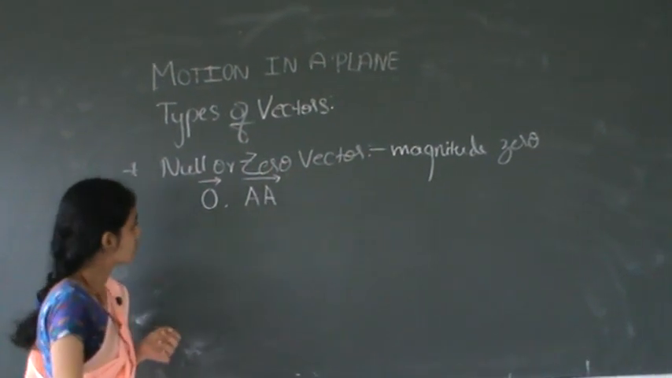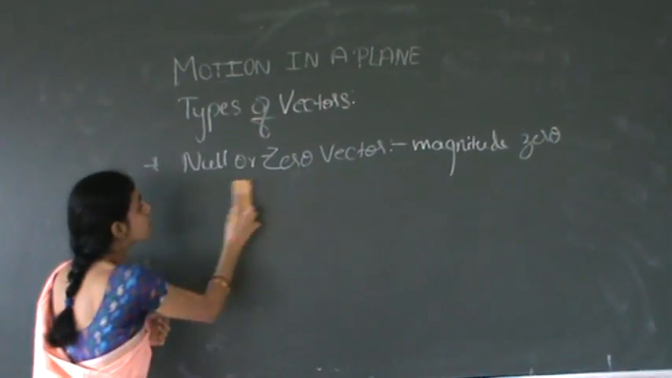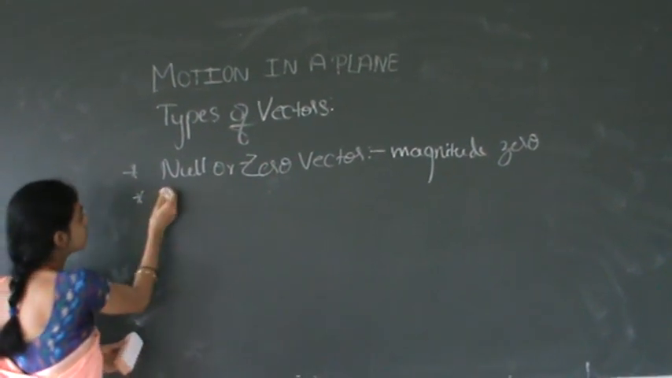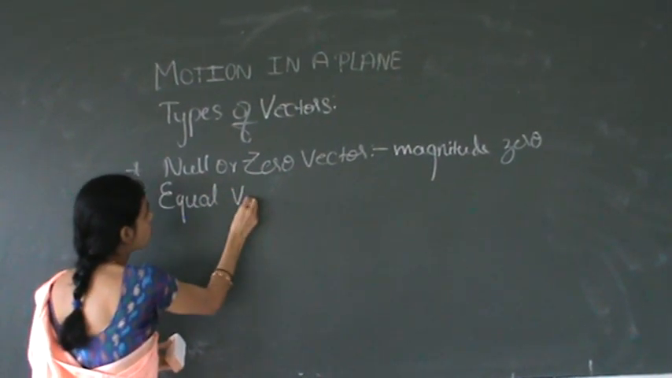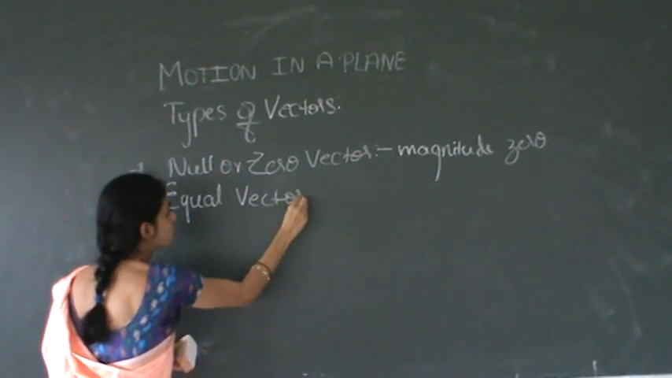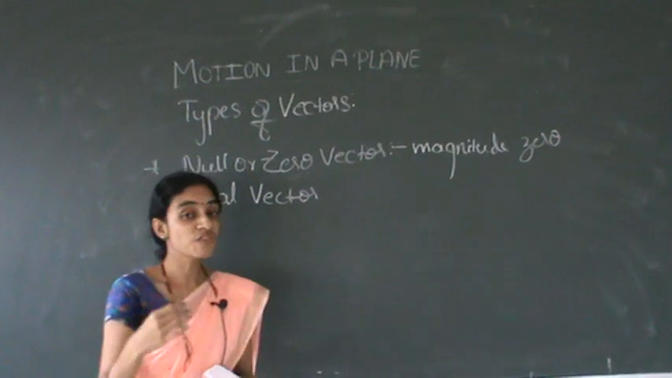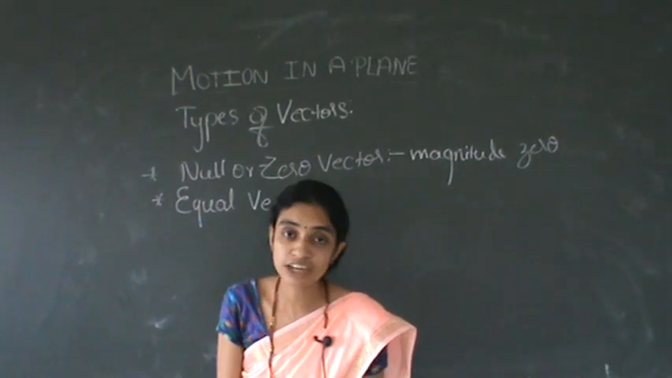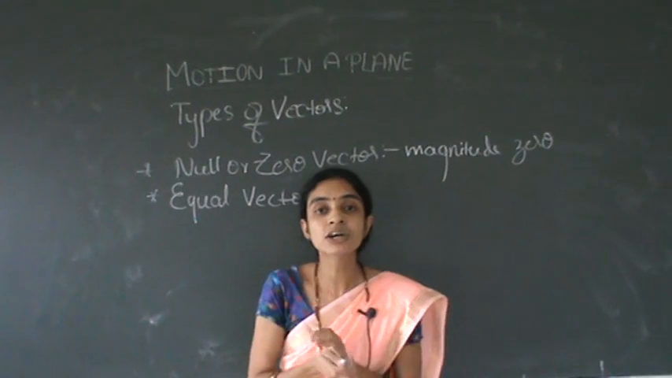Next, equal vectors. So when can we say the vector is equal? There should be some comparison. To compare, we need quantities.